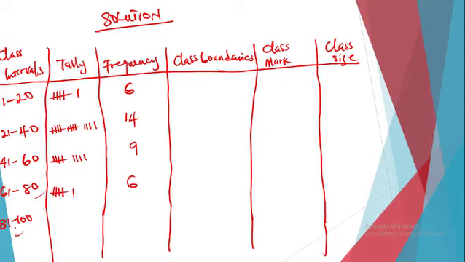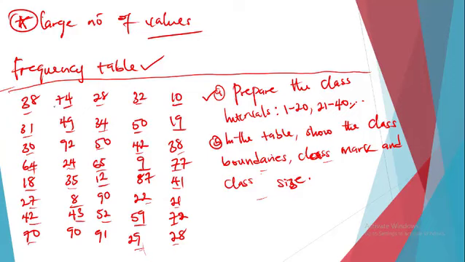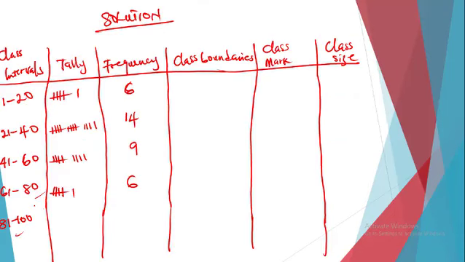Then 81 to 100. We have 1, 2, 3, 4, 5. 5 of them. 1, 2, 3, 4, 5. And we write 5.